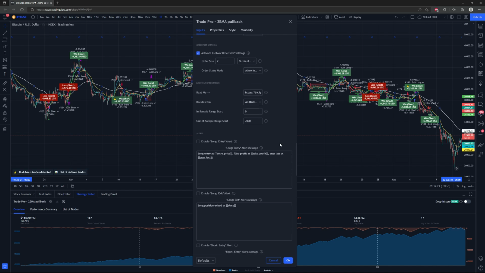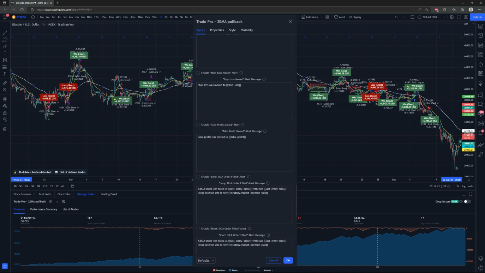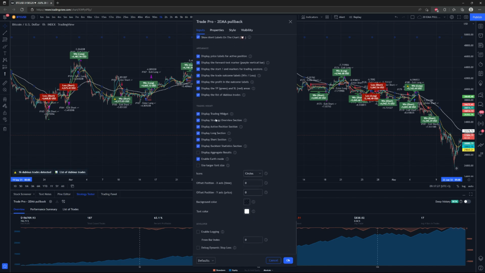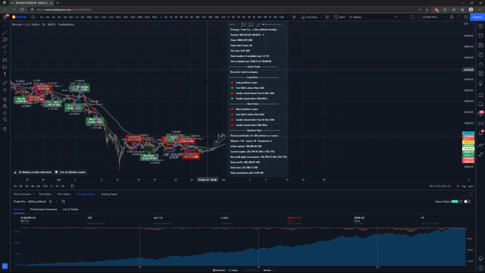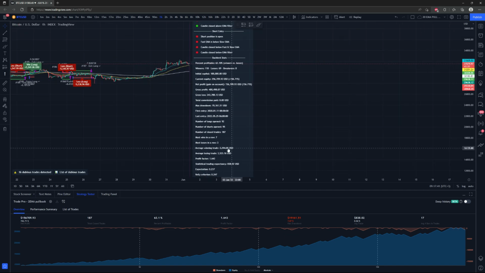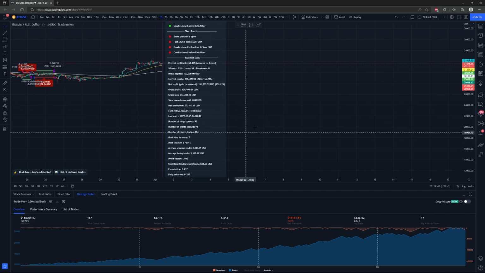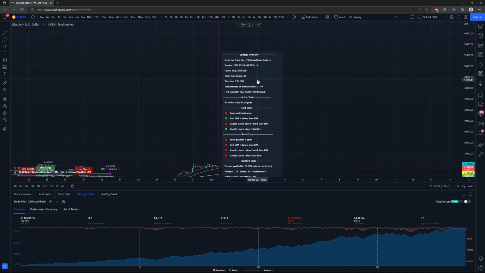And below that, we just have the alert message section as well. And along with a few other customizable things down here, such as just how it looks and the trading widget here that kind of shows all of the different parameters and things that are going on with the script. So you can see most wins in a row 7, most wins in a row 3, number of shorts open, number of longs opened, and just a bunch of different things that you want to know about a strategy's performance.